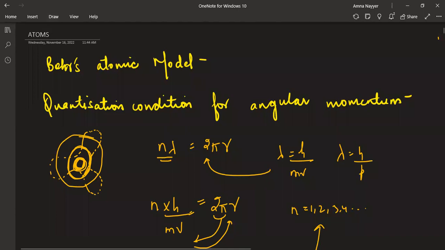Yes, class. Good evening. So let us start with the revision of atoms. Atoms and nuclei we'll try to complete today. Then one class we'll take on semiconductors. Then again, one last round of revision we'll do before your board exam begins.